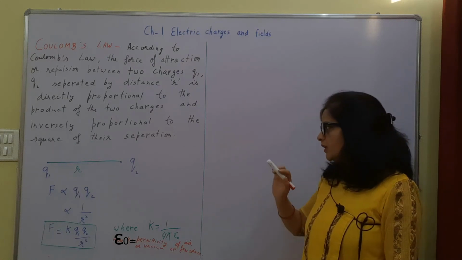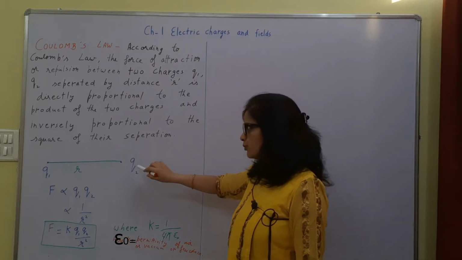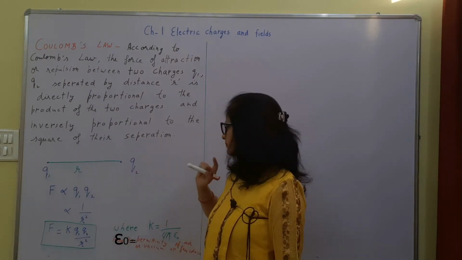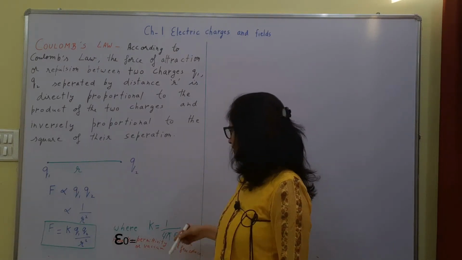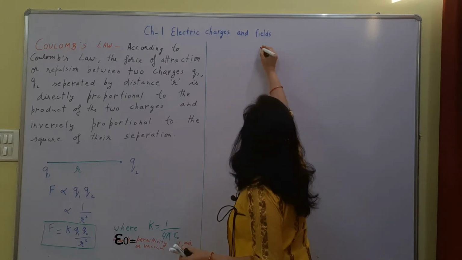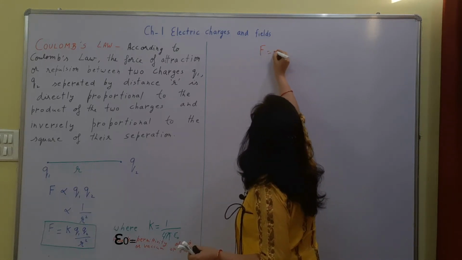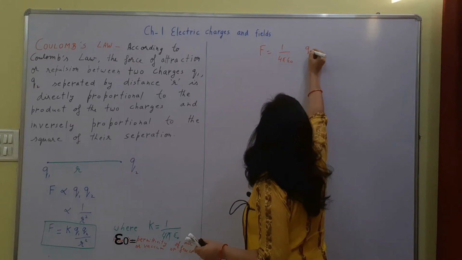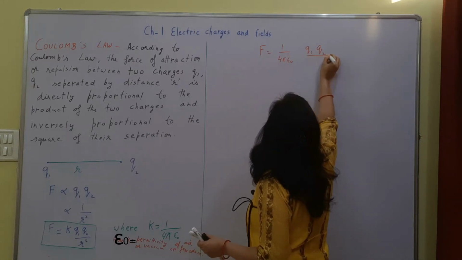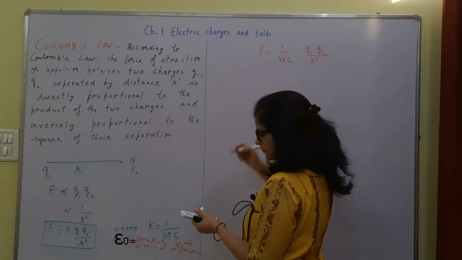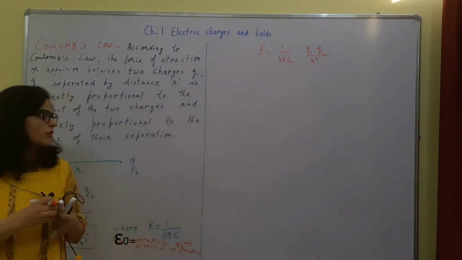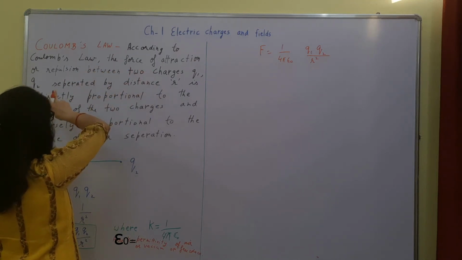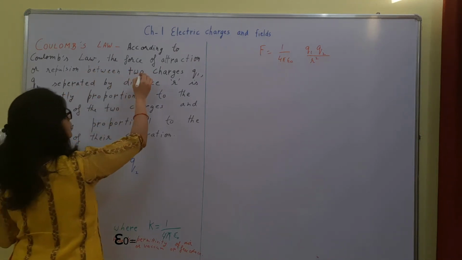So that means the force between 2 point charges which are separated by distance r in vacuum is given by here. This thing is also important to mention, that Coulomb's law gives the force of attraction between 2 point charges.